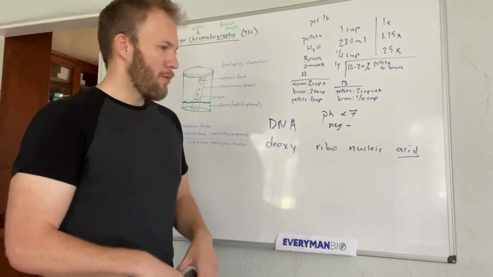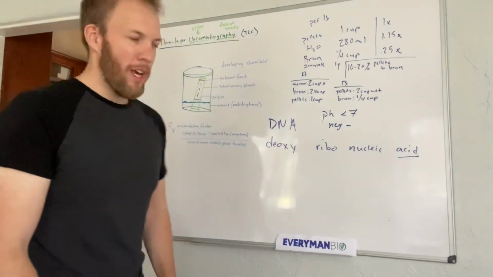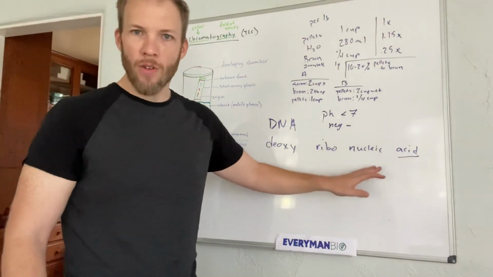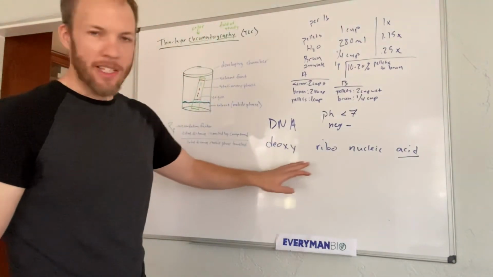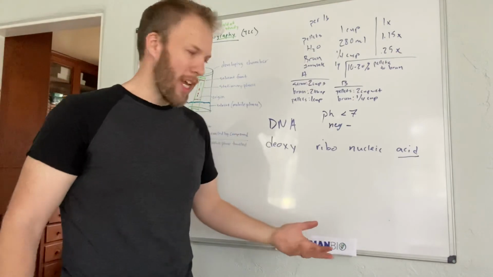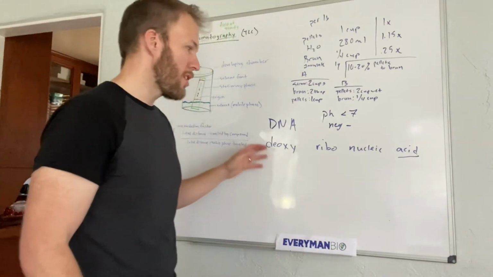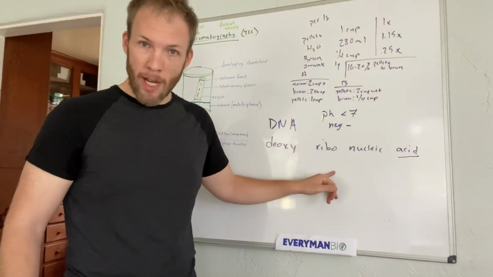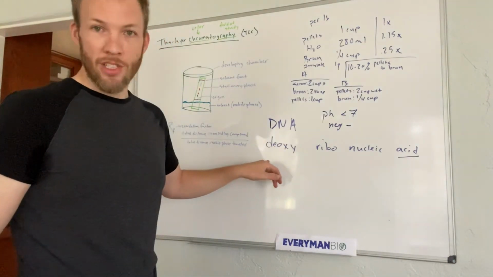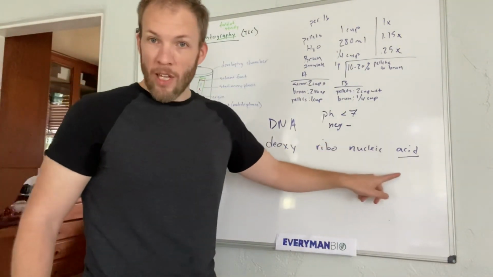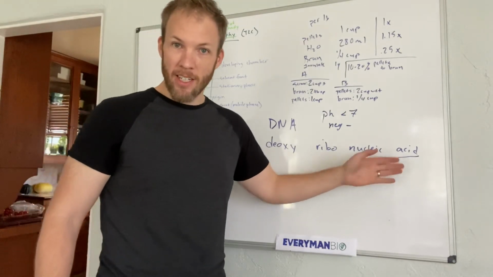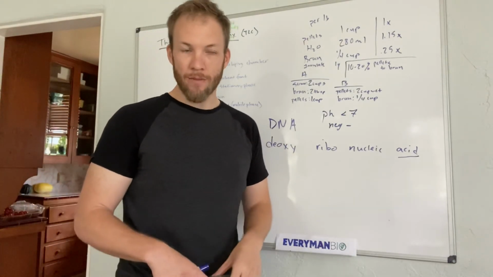And so if we put all of that together, we have deoxyribonucleic acid. Deoxyribo because it's a long chain, it's a polymer, which is really just a long chain of molecules. It's made up of the sugar ribose. It's missing that oxygen. Nucleic acid, it's an acid. It conducts electricity and it has a negative charge.